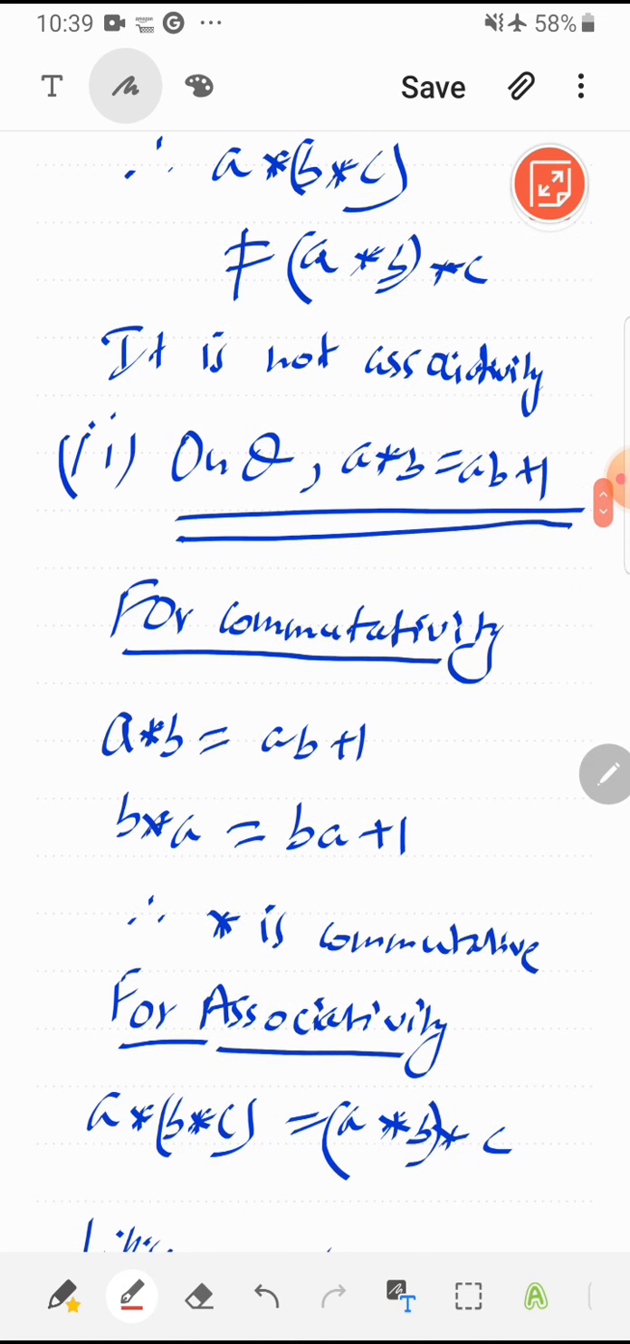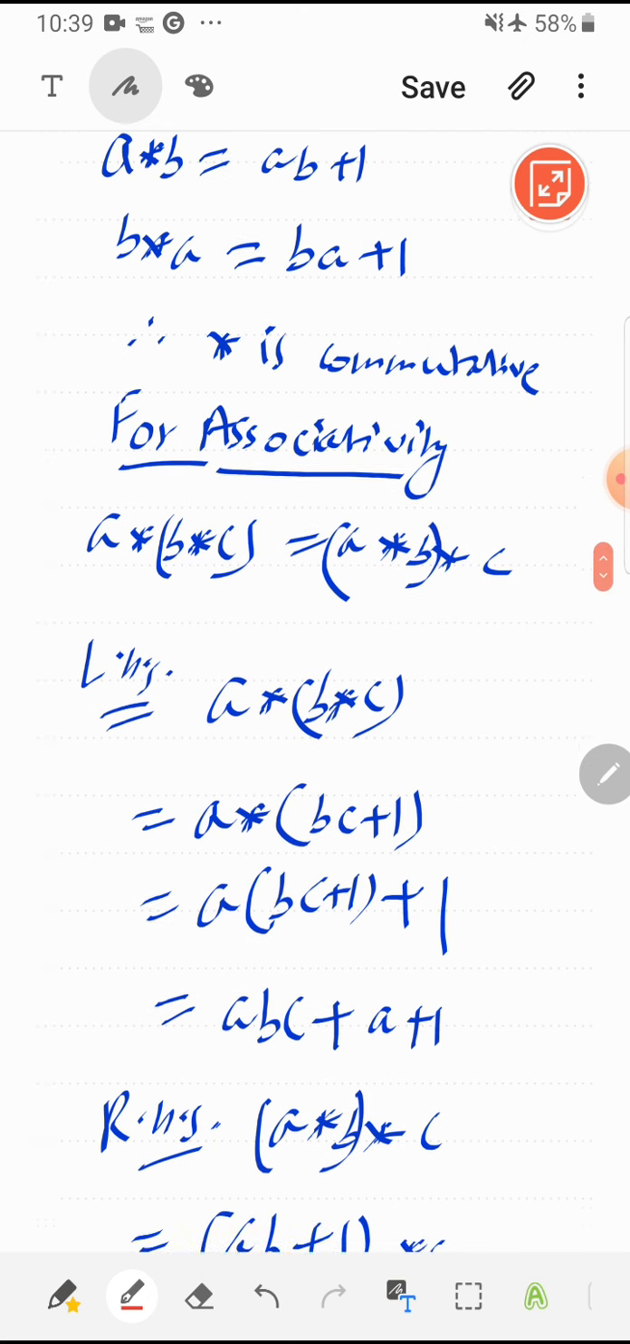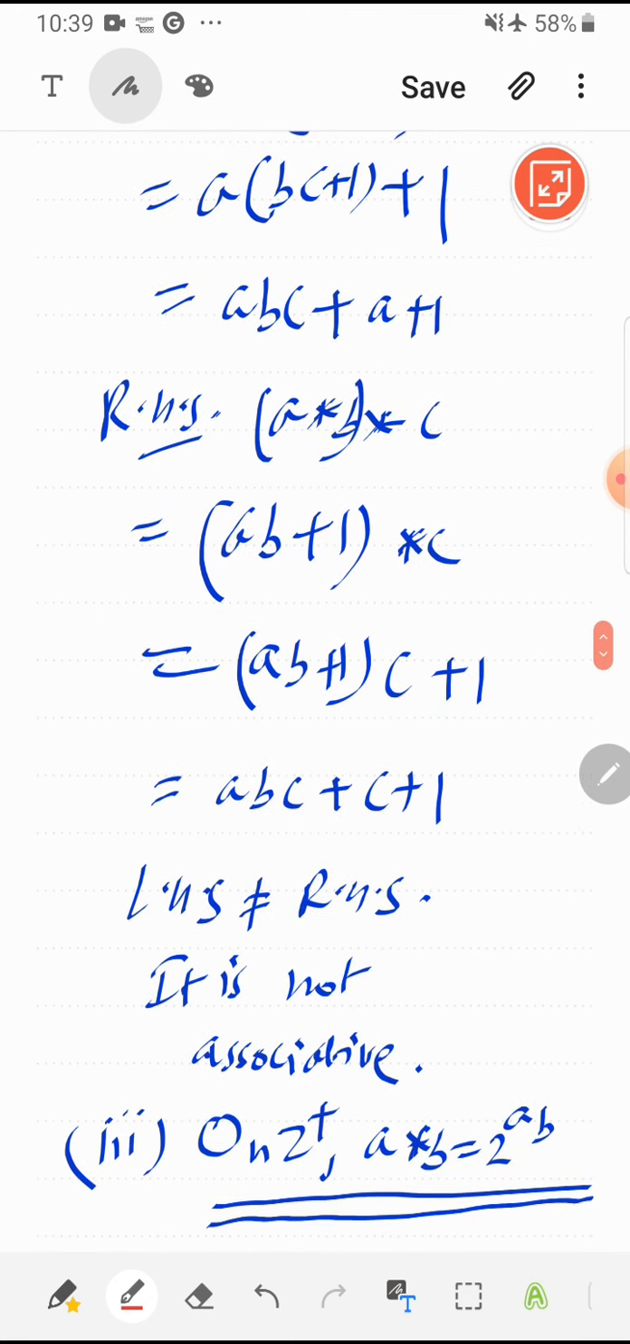Now commutativity, clearly it is commutative. A star B is equal to AB plus 1 and B star A is equal to BA plus 1, no problem. For associativity, now A star B star C, so I am applying B star C, that means BC plus 1. Now this is my second element, so A then B plus 1, or if I open the bracket, ABC plus A plus 1. Next is RHS, A star B then star C, so it is AB plus 1 then star C, or AB plus 1 into C plus 1, so it is ABC plus C plus 1. So we can see LHS is not equal to RHS, so it is not associative.